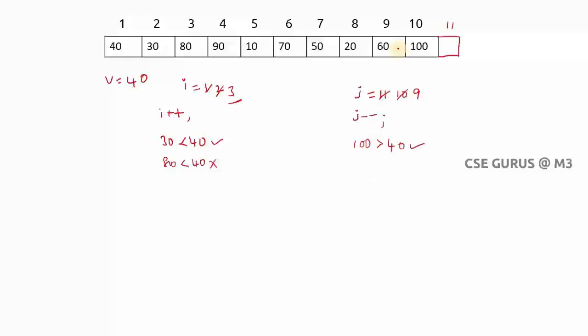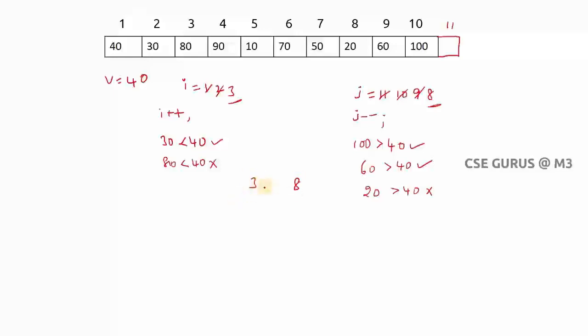The next value, a of 9, is 60. 60 is greater than 40, again true, so again decrement j. Now what is a of 8? It is 20. Is 20 greater than 40? No. Now stop here. The j value is 8. Now write the i and j values here: i value 3 and j value 8.